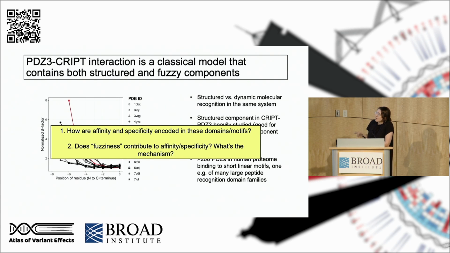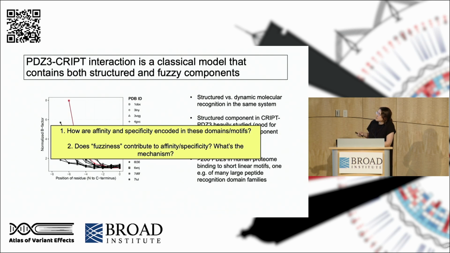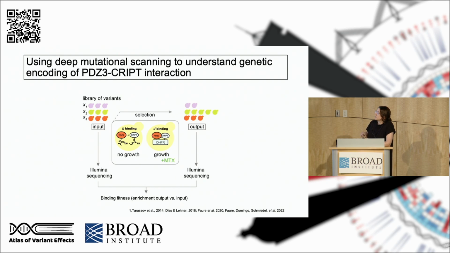So the main questions that we're asking with our specific system are basically how are affinity and specificity encoded in these domains and motifs? And also, does the fuzziness in these ligands actually contribute to affinity or specificity, and what's the mechanism? In order to do this, we use deep mutational scanning with a very well-known binding PCA assay as the selection. We transform our library of variants into yeast, and we subject them to this selection where the proteins that we are assaying the binding for result in yeast growth under this drug only when they're interacting with each other.